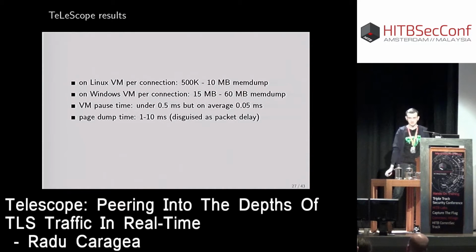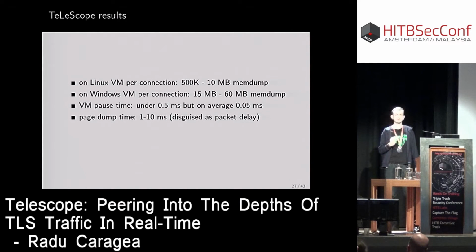Right. Some numbers. On a Linux VM, the memory dumps are about a couple of megabytes for a connection, which is a bit different from 4 gigabytes, right? On a Windows, because of bloat, and by bloat I mean the graphics interface, of course, you have a couple of tens of megabytes memory dump.